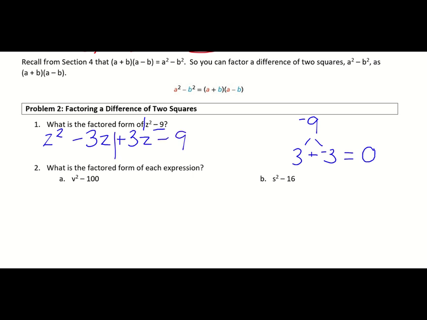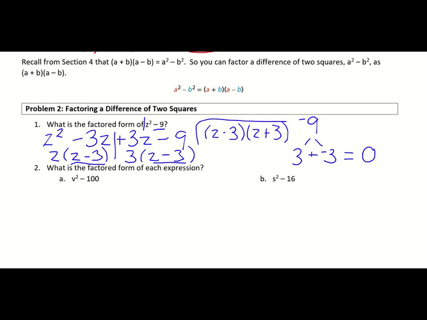I'm going to split it and factor by GCF. Take out a z to get z minus 3. Take out a 3 to get z minus 3. My insides match, so my first binomial is z minus 3. My second would be z plus 3 because there's a positive 3 on the outside. So this one would factor to z minus 3 and z plus 3.